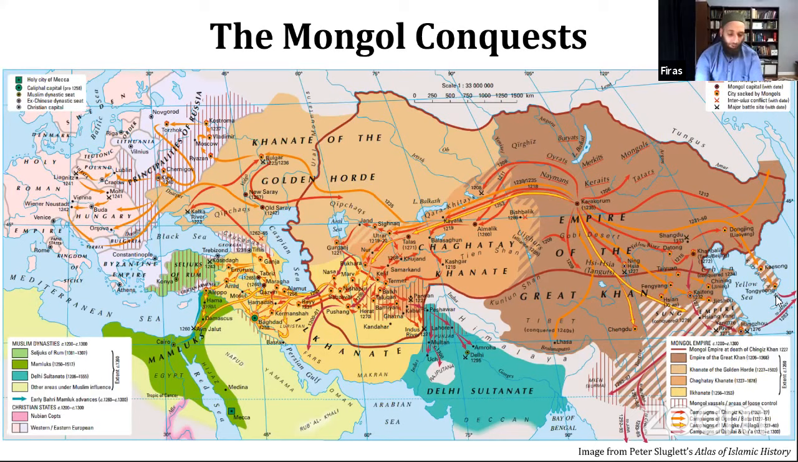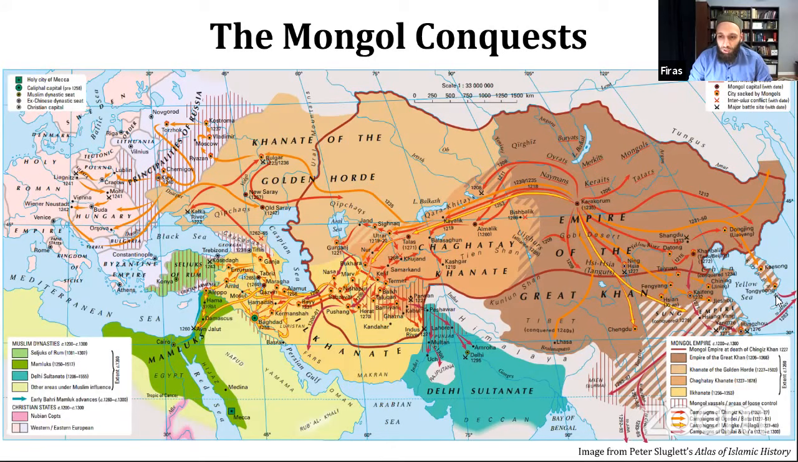So in any case, the Mongols under Chinggis Khan are united and they begin a campaign of conquest of pretty much everything that they see, beginning primarily with Northern China. And I know that there's a ton of stuff going on in this map right now, and it can be quite overwhelming.